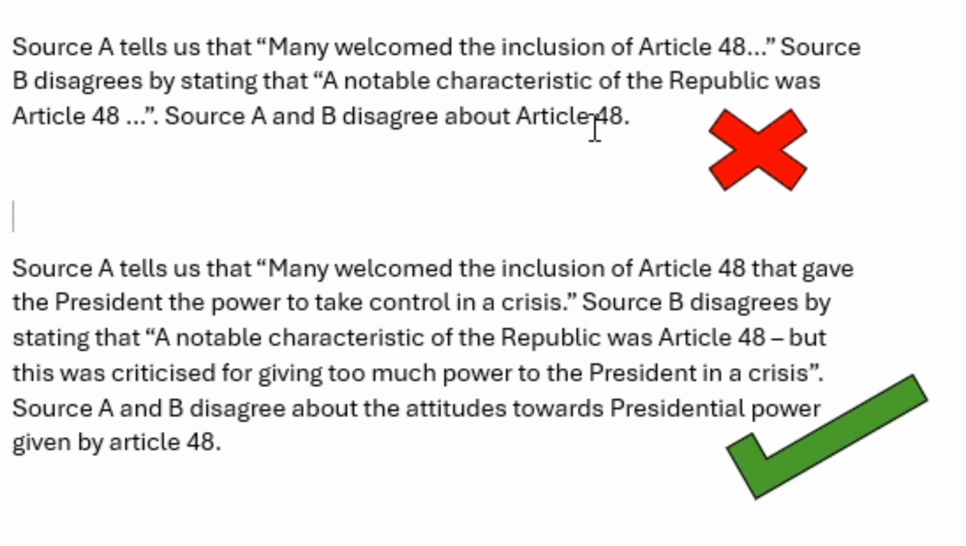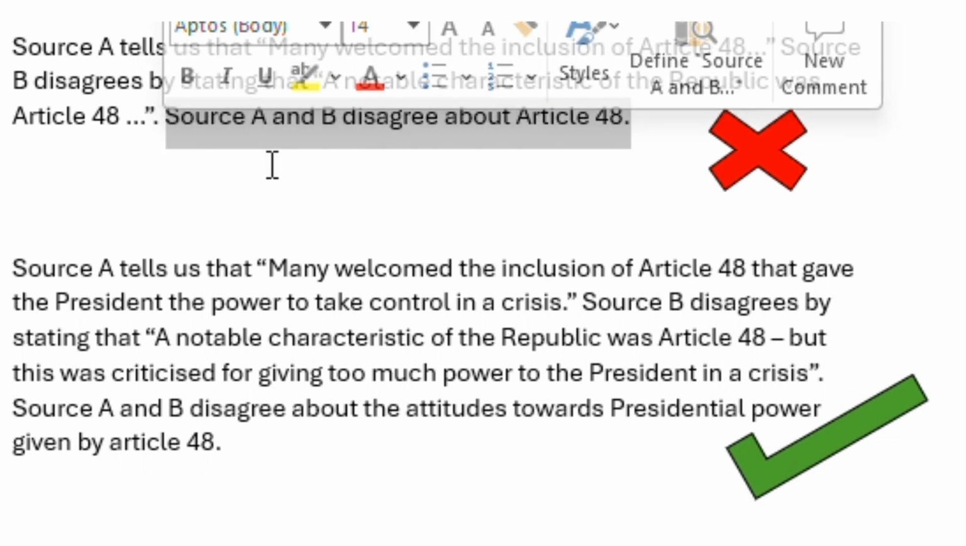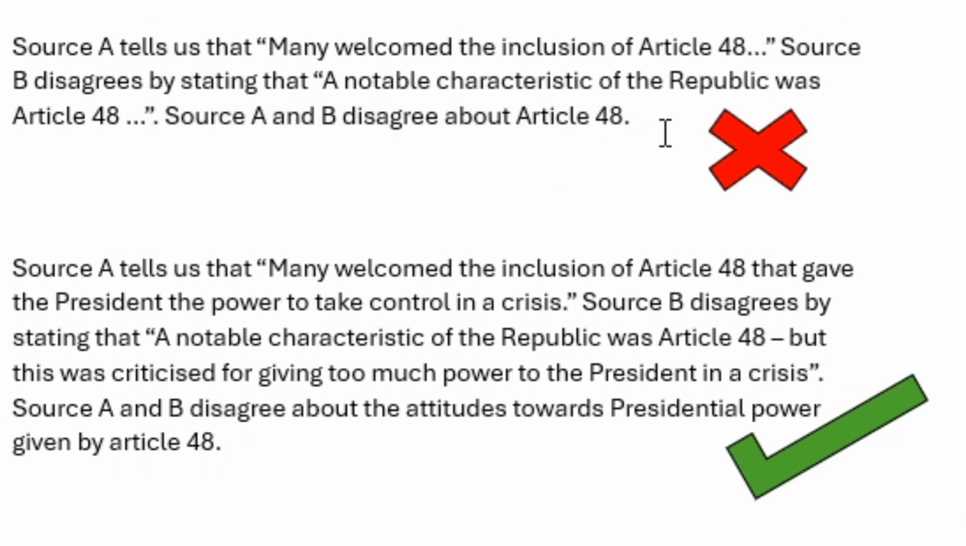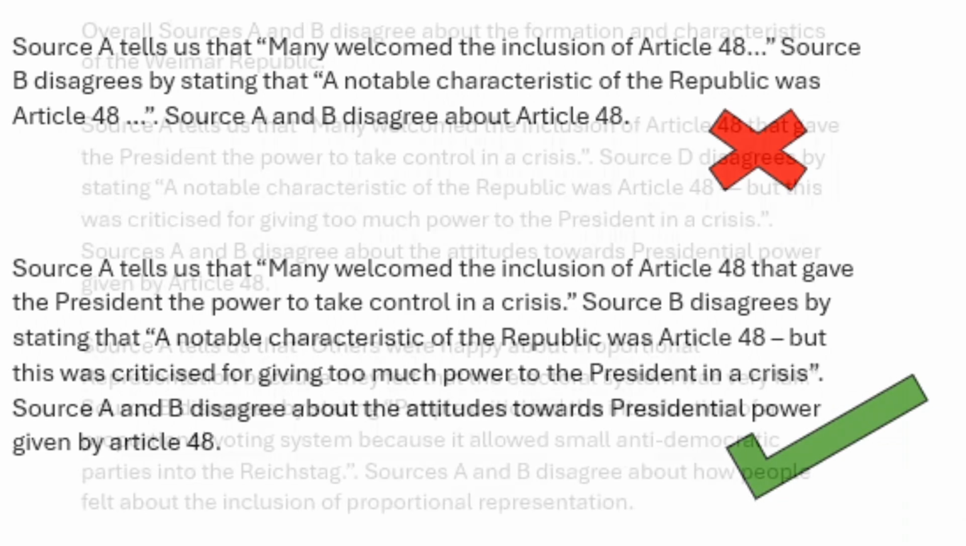The second thing I want to draw to your attention is my attempt at developing the comparison, where I've written that sources A and B disagree about Article 48. Whilst that is broadly true, it's a bit of a generic comparison, and what the SQA are looking for are specific comparisons. That's why this one down here, about the attitudes towards presidential power that Article 48 gives, is a better point of comparison if we're looking to make that developed comparison. So try and do like the second example rather than the first.